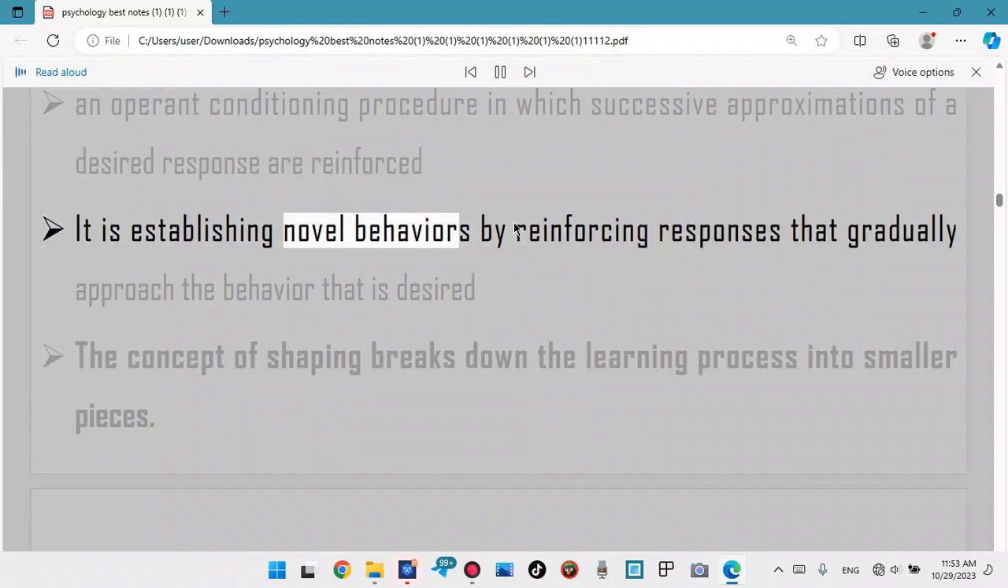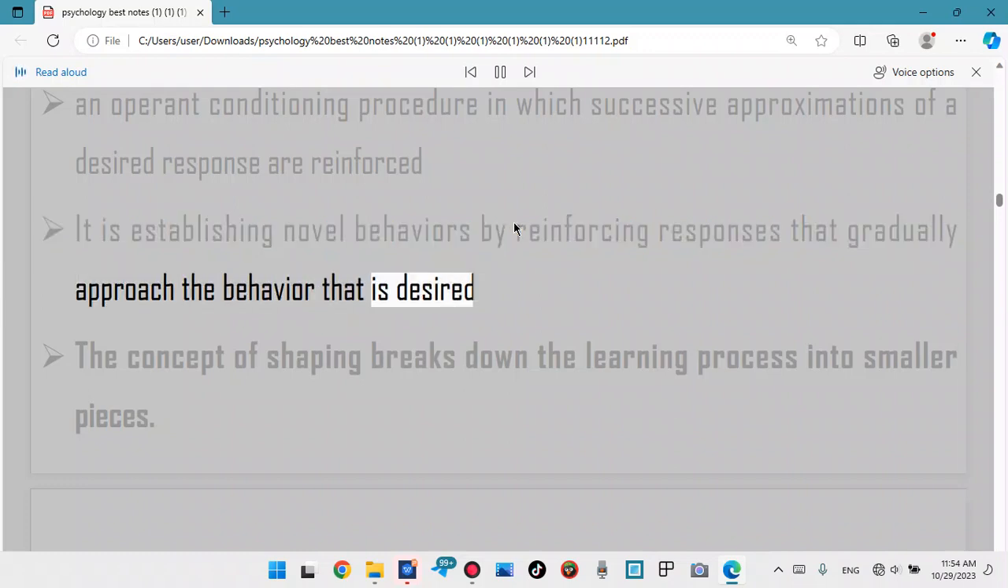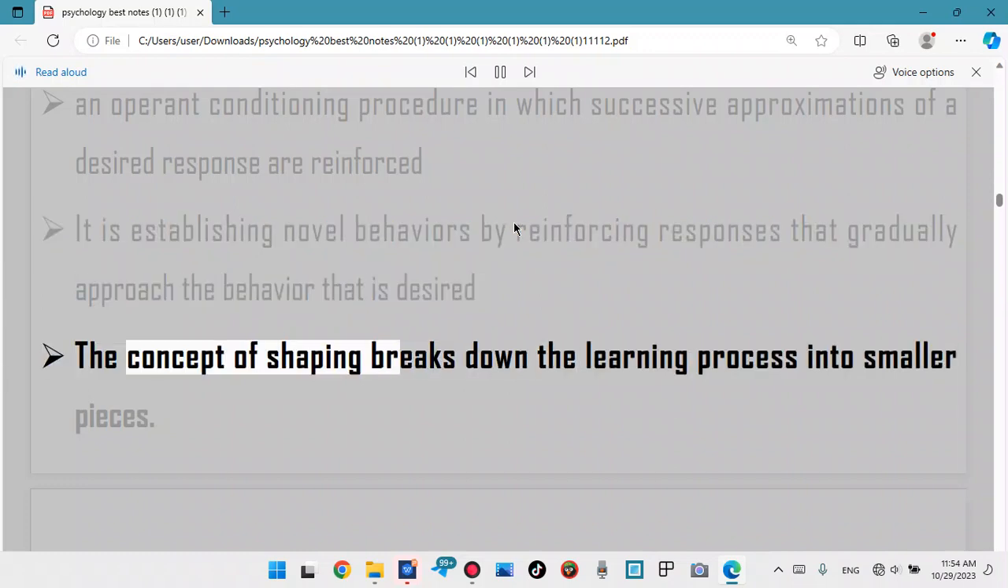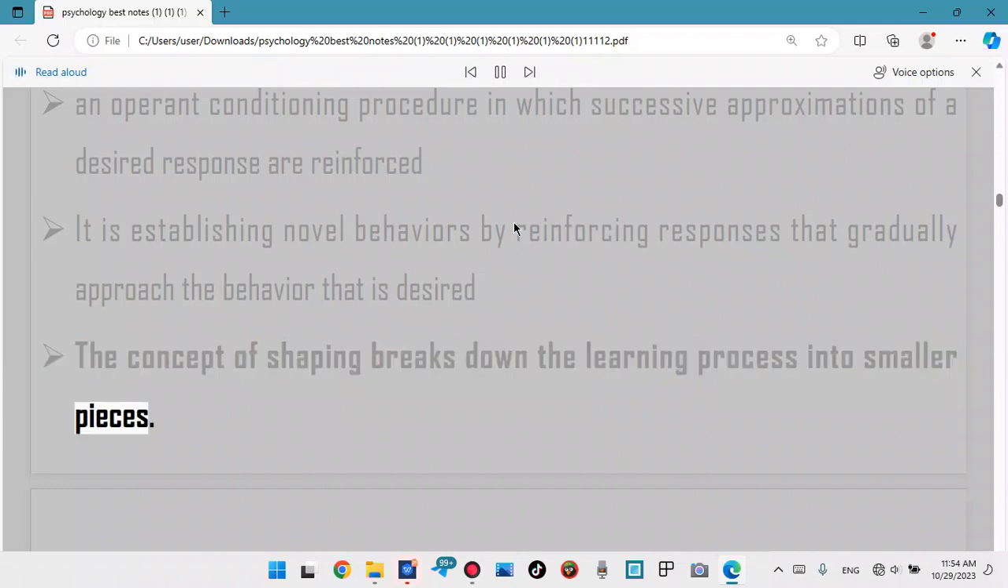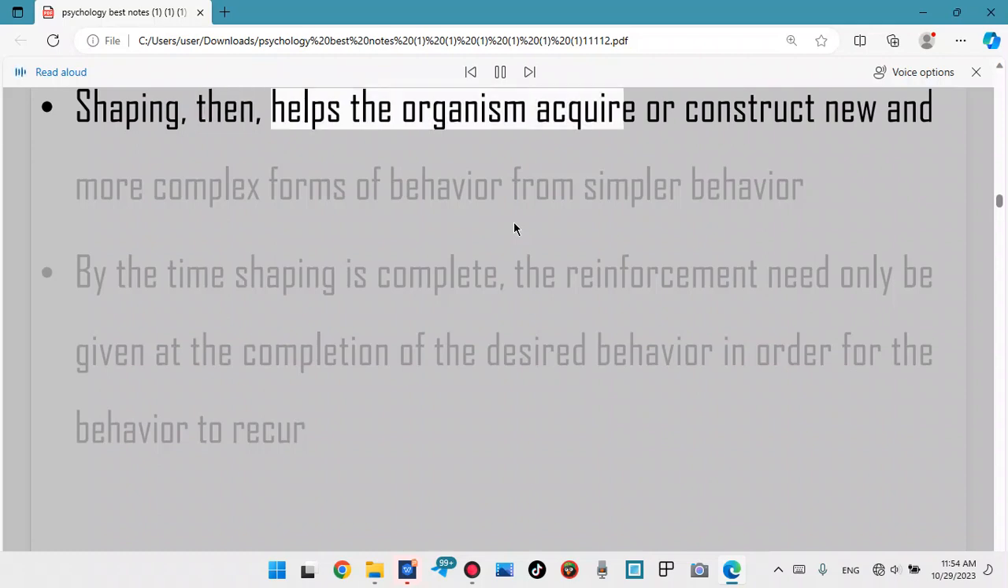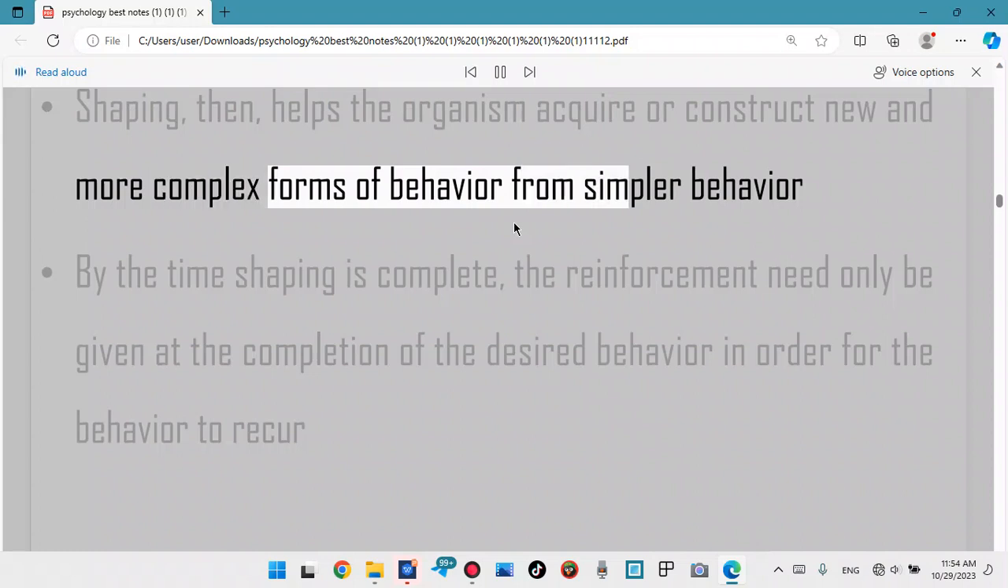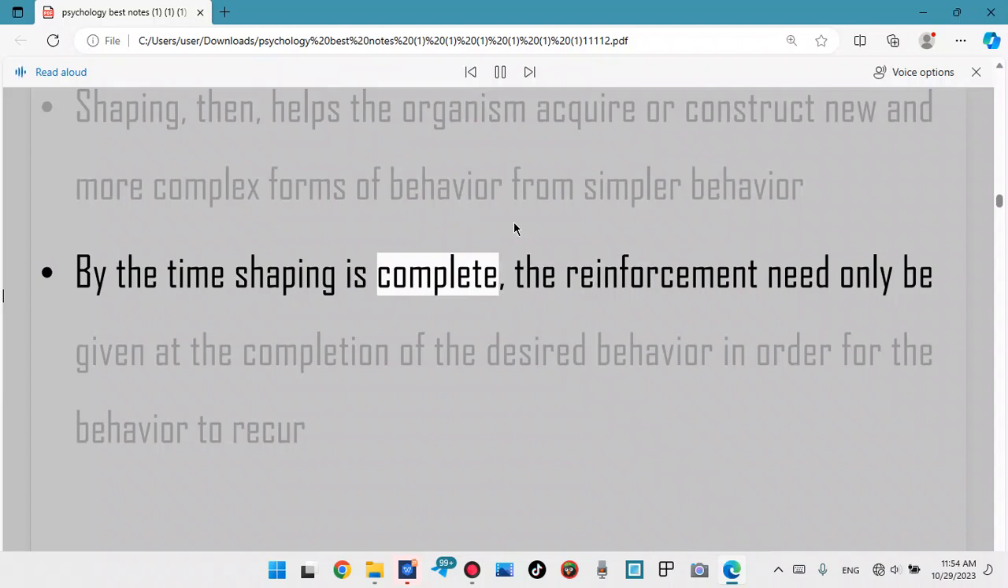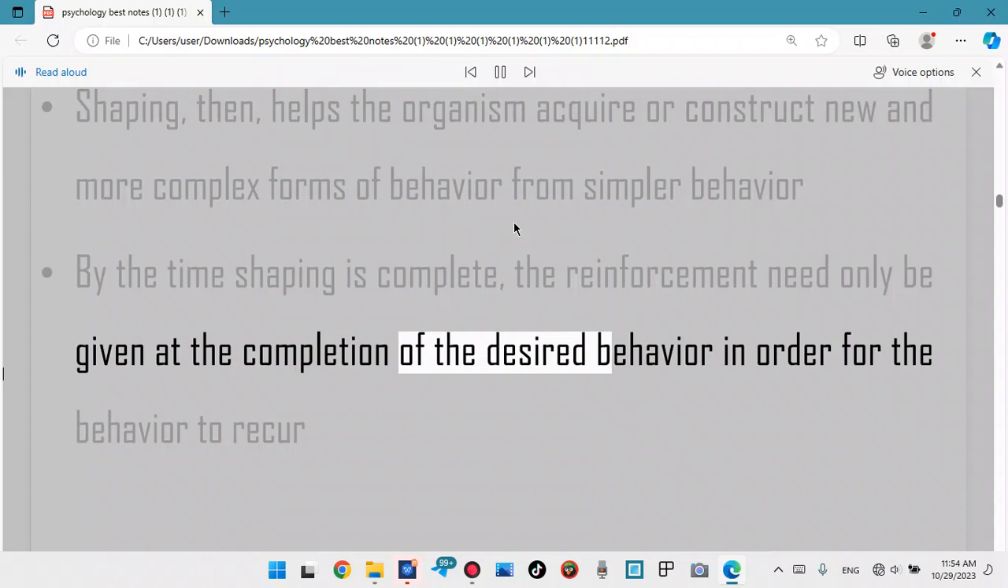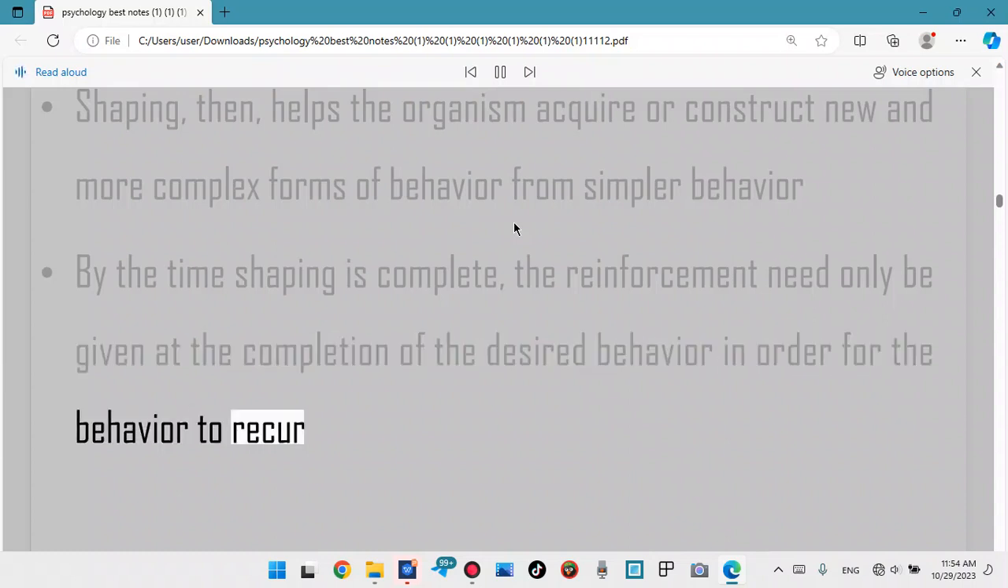It is establishing novel behaviors by reinforcing responses that gradually approach the behavior that is desired. The concept of shaping breaks down the learning process into smaller pieces. Shaping, then, helps the organism acquire or construct new and more complex forms of behavior from simpler behavior. By the time shaping is complete, the reinforcement need only be given at the completion of the desired behavior in order for the behavior to recur.